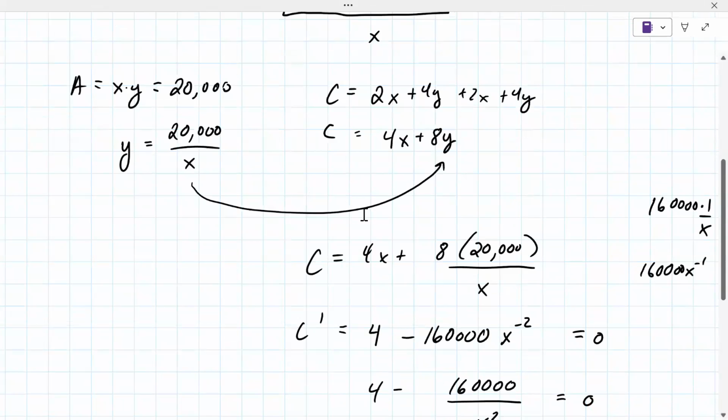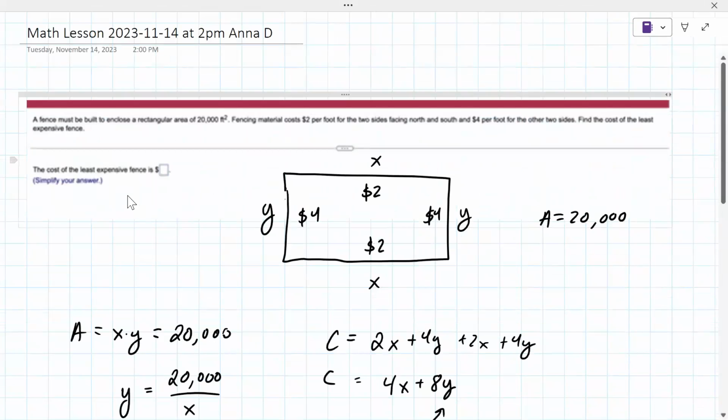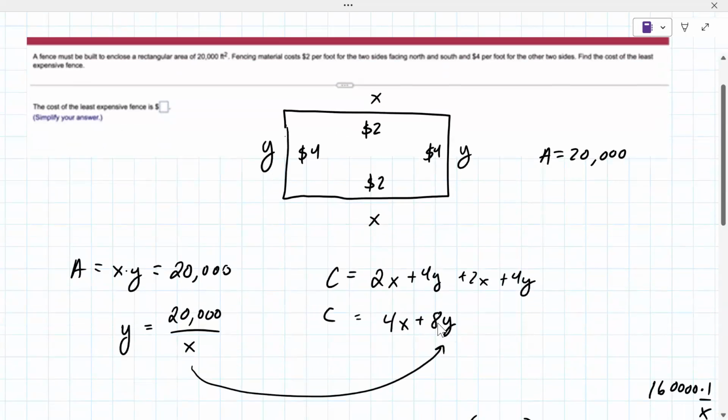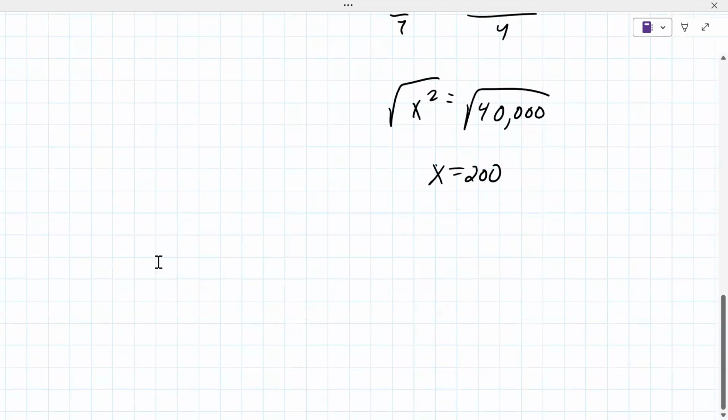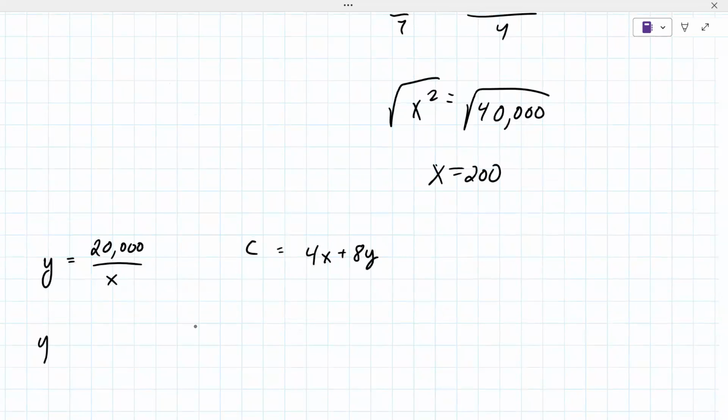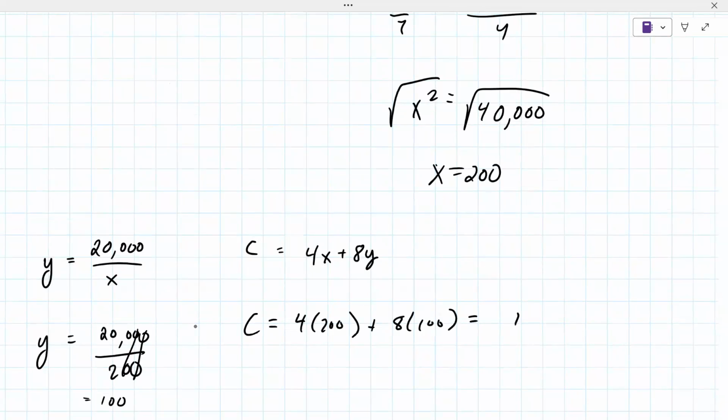So you gotta be really careful about what it's actually asking for. I didn't read it that closely, but it says the cost of the least expensive fence. So they actually want the cost, which means you need both X and Y. So you have to go back to this here. Y is 20,000 divided by 200, so it ends up being 100. So the cost is 4 times 200 plus 8 times 100, which equals 1,600. That's your final answer. That's good.